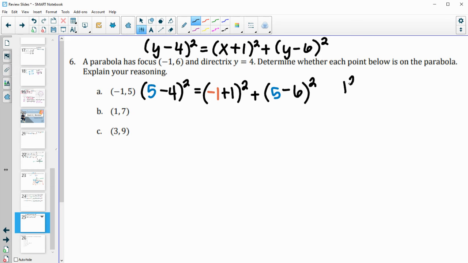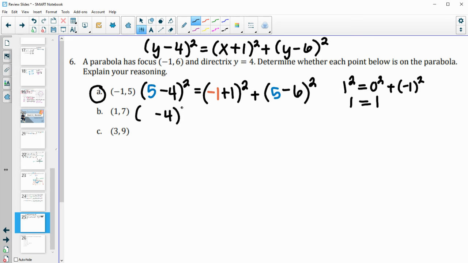So we've got 1 squared, and that should equal negative 1 plus 1 is 0. So 0 squared. And 5 minus 6 is negative 1 squared. So this says 1 equals 1. So this one is good. And then we're just going to do this for the rest of them.